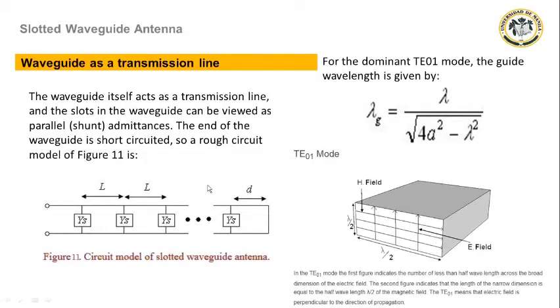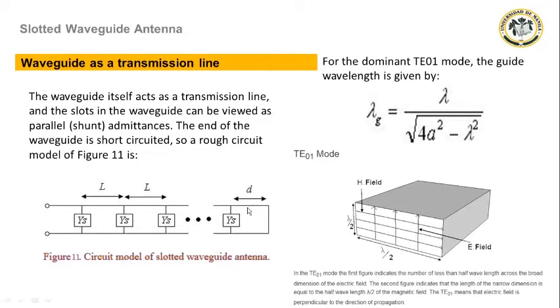The most common slotted waveguide resembles that shown in figure 2. The front end is where the antenna is fed. The far end is usually shorted, which is enclosed in metal. To begin to analyze the antenna of figure 2, let's view the circuit model. The waveguide itself acts as a transmission line, and the slots in the waveguide can be viewed as parallel shunt admittances. The end of the waveguide is short circuit, so a rough circuit model is shown in figure 11.